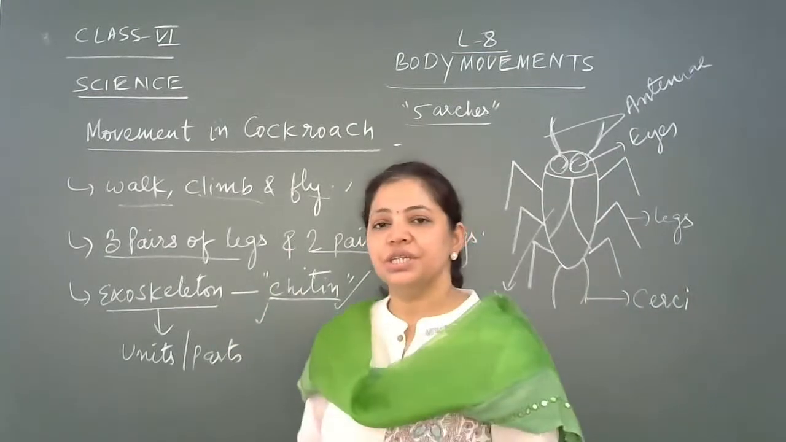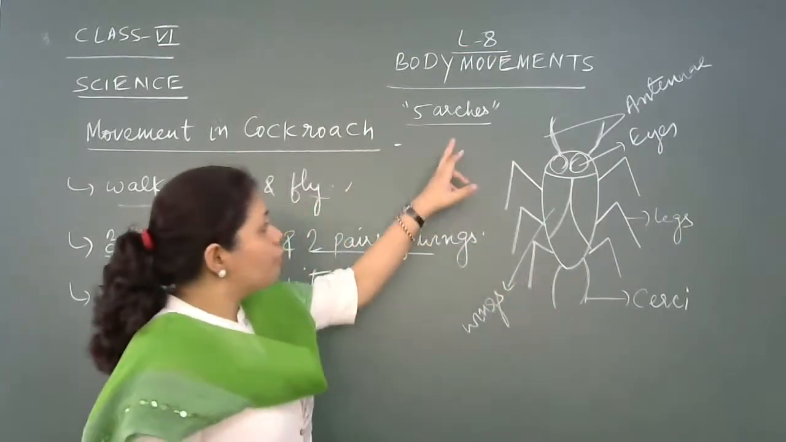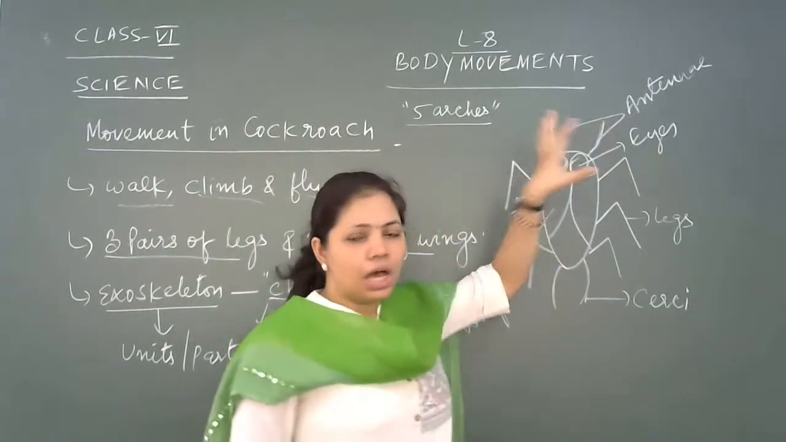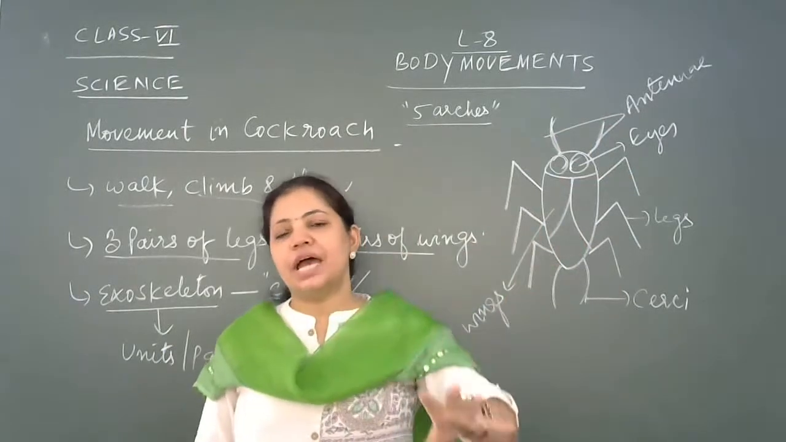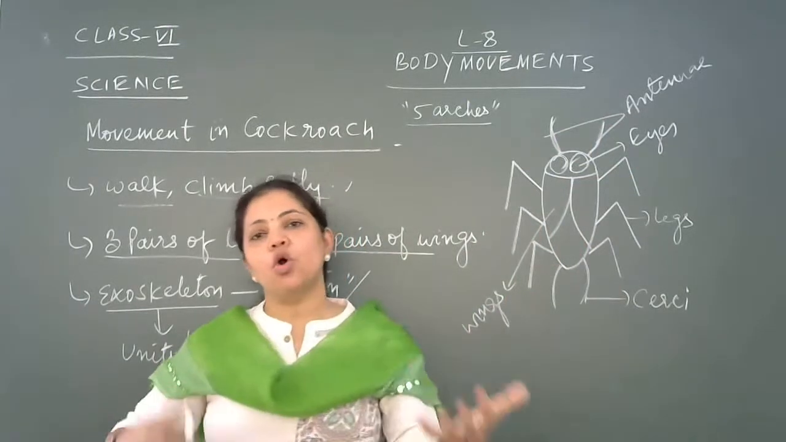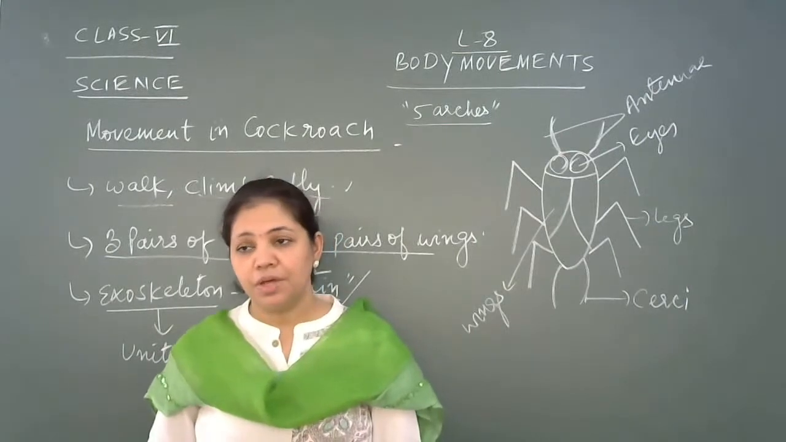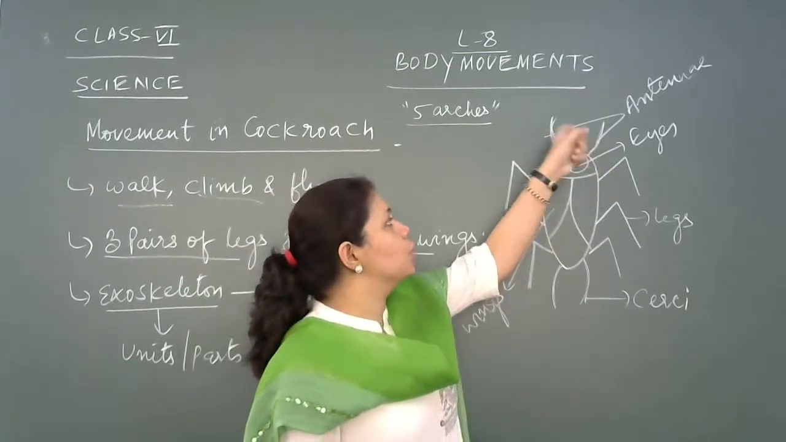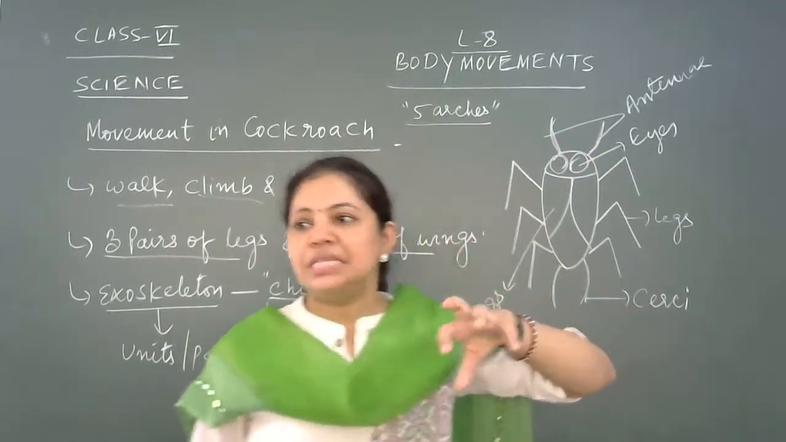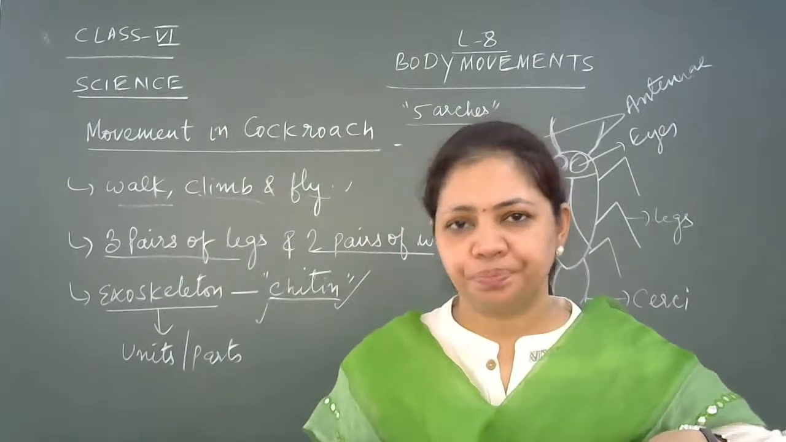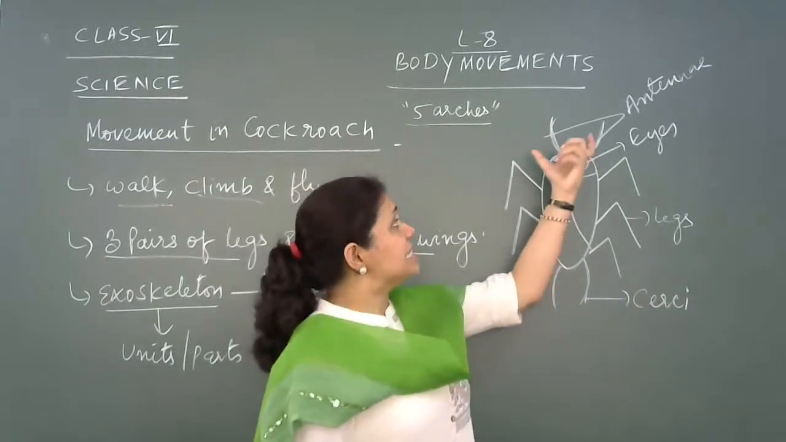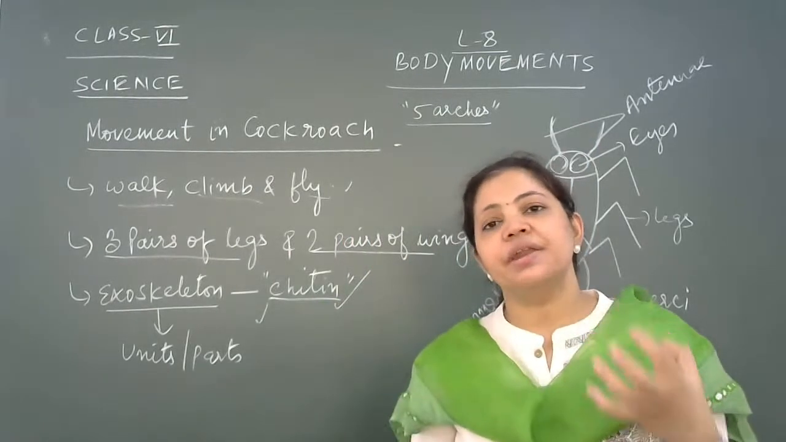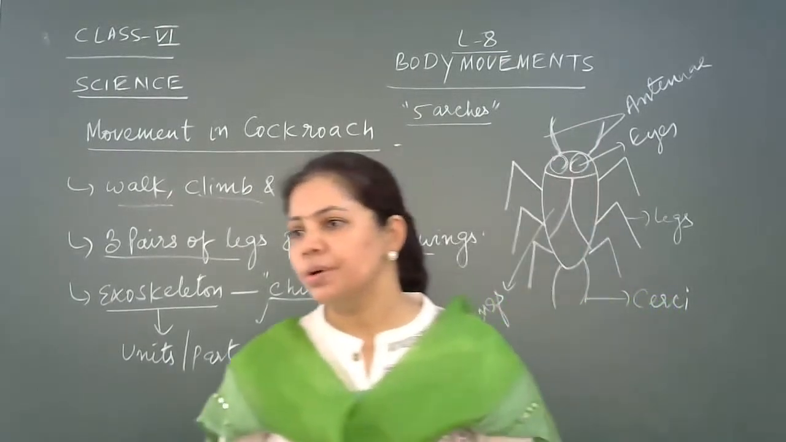So that is exoskeleton. Now, in case of cockroach, I'm pretty sure every one of you must have seen a cockroach. In fact, daily we see cockroaches here in our homes also, right? So in case of cockroach, first, one pair of antennae are present. Okay. Now, these antennae are hair-like structures. Now these hair-like structures they help.